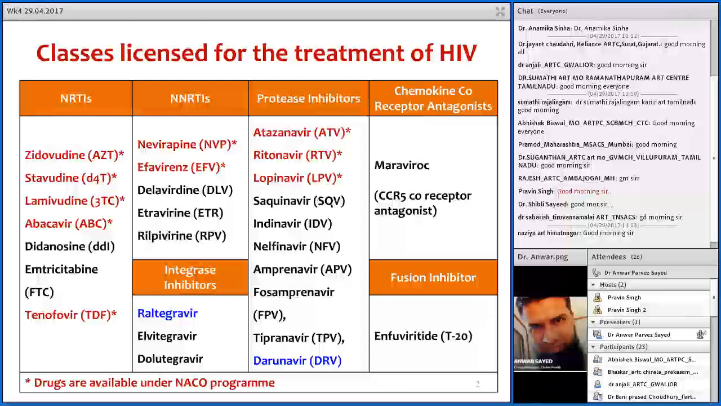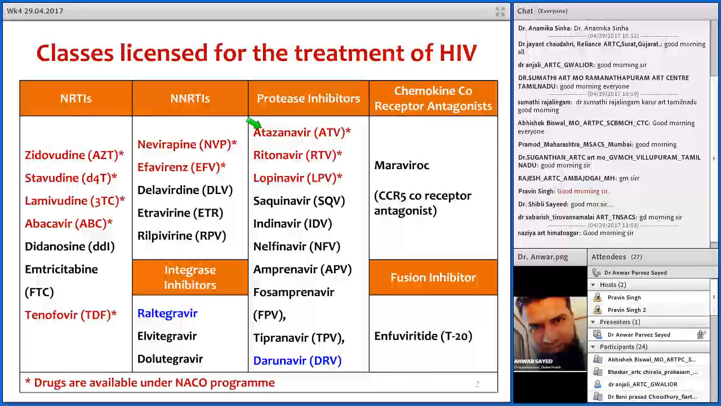This slide we have discussed already earlier, that there are 6 basically classes of the antiretrovirals: NRTIs, NNRTIs, protease inhibitors, chemokine co-receptor inhibitors, and fusion inhibitor and integrase inhibitors. So the drugs which are highlighted in red, as you very well know, are the drugs which are available in the national program. These are the first line drugs basically, or more commonly we use these drugs in first line, and also some of these we use in second line. PIs more commonly we use in second line, but sometimes we use in first line also.